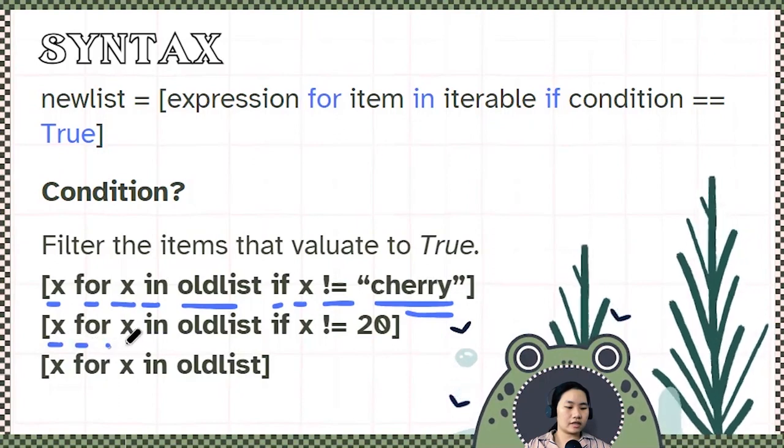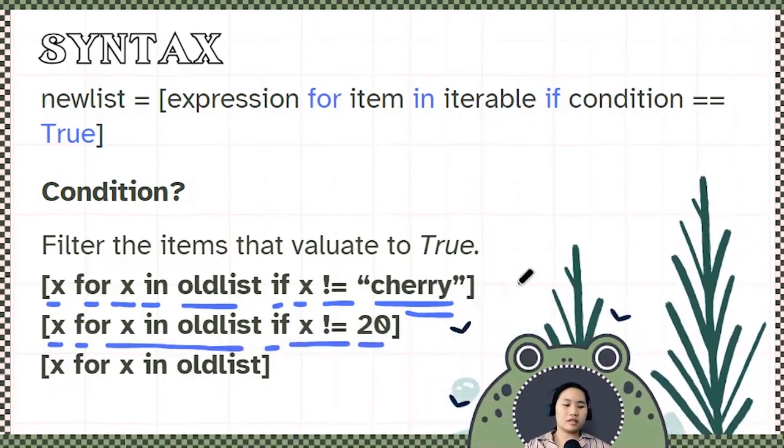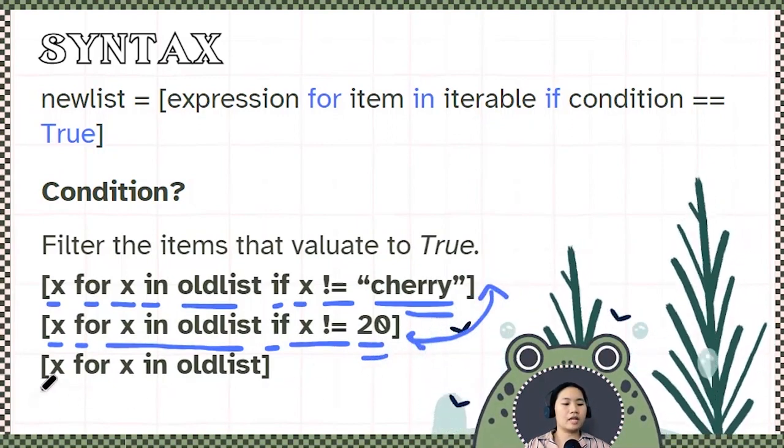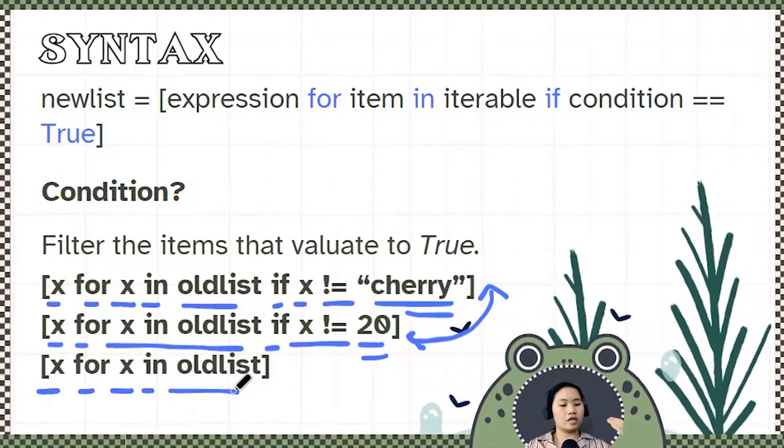Now, x for x in old list if x does not equal 20. It does the same thing as with cherry, but it works with the number 20 instead. X for x in old list simply copies value to value, word for word.